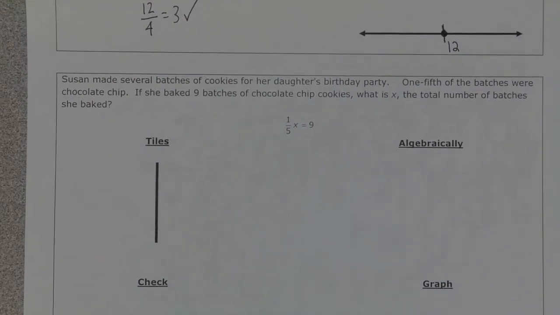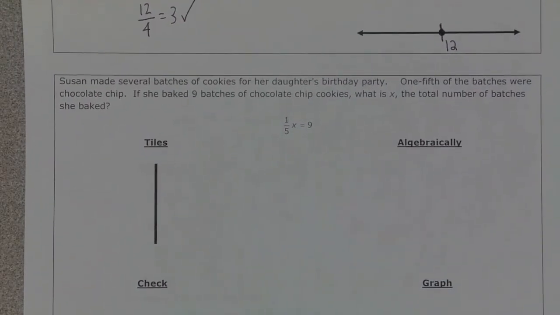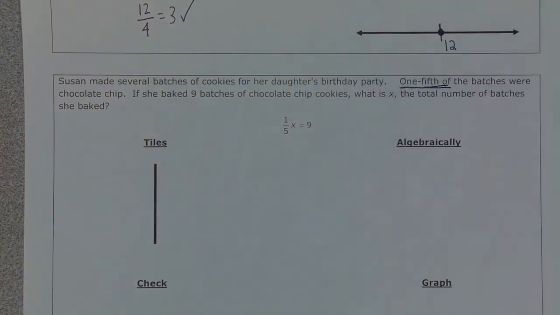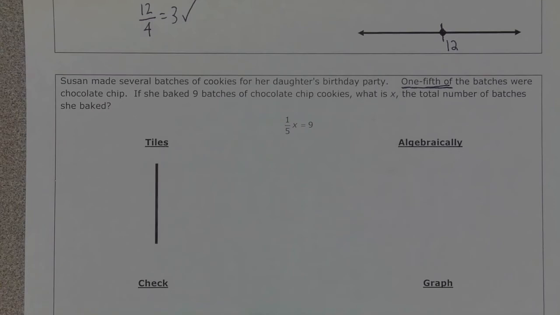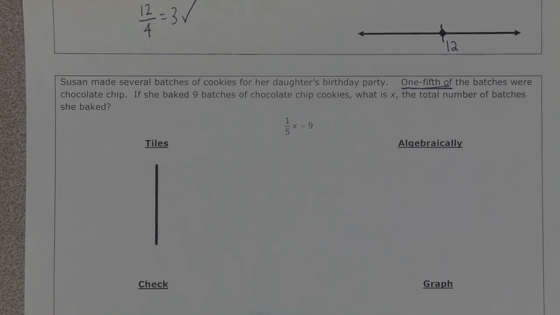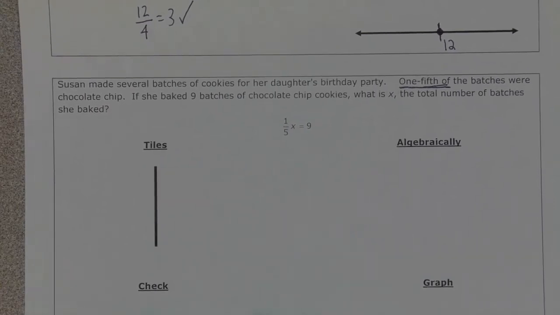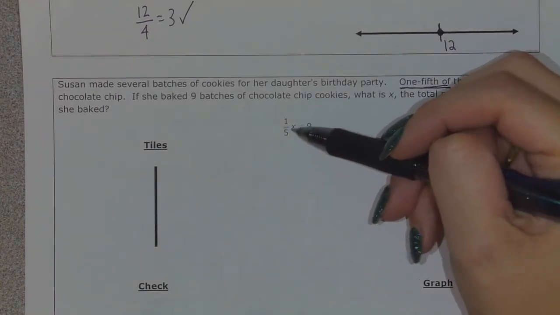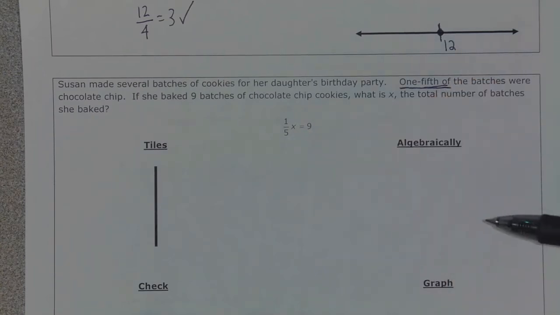Our next one says that Susan made several batches of cookies for her daughter's birthday. 1/5 of, so again, there's that multiplication, that fraction next to the word of, 1/5 of the batches were chocolate chip. And if she baked 9 batches of chocolate chip cookies, what is x, the total number of batches that she baked? So again, they gave me my problem as 1/5 x, so 1/5 times x equals 9.